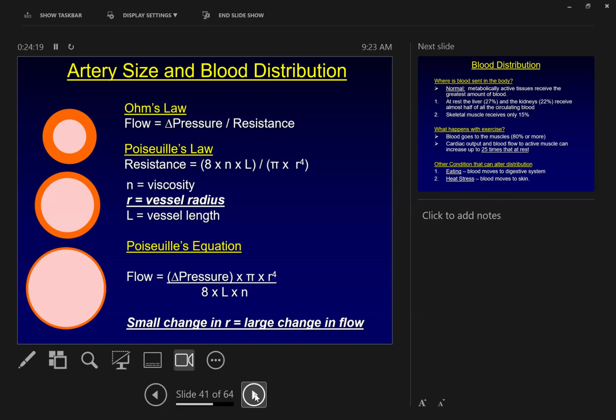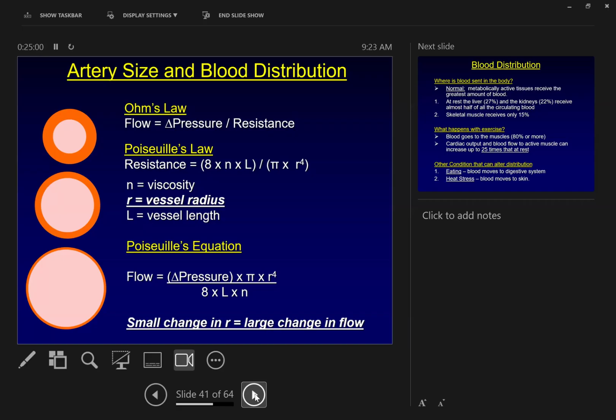Okay? There's a thing called Ohm's law. And Ohm's law tells us that flow, this is of air or of a fluid, is equal to the delta, or the difference in pressure from one end of a tube to another, divided by the resistance to movement of that fluid, or of air. So it's the difference in pressure from inside the left ventricle to inside the aorta, or from inside the aorta to inside the brachial artery, okay?